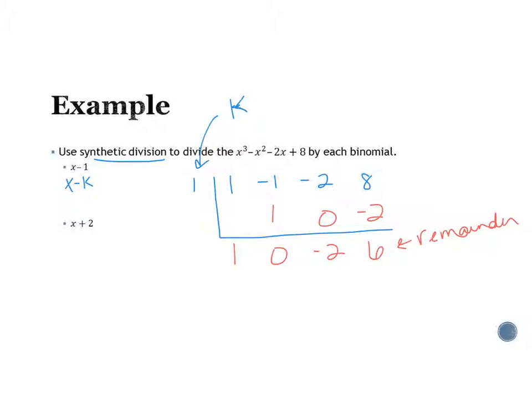But my answer here, if this was an x cubed and we divide it out by x, this becomes an x squared. So this is 1x squared minus 2, because there's no x in the middle there, plus 6 over x minus 1.